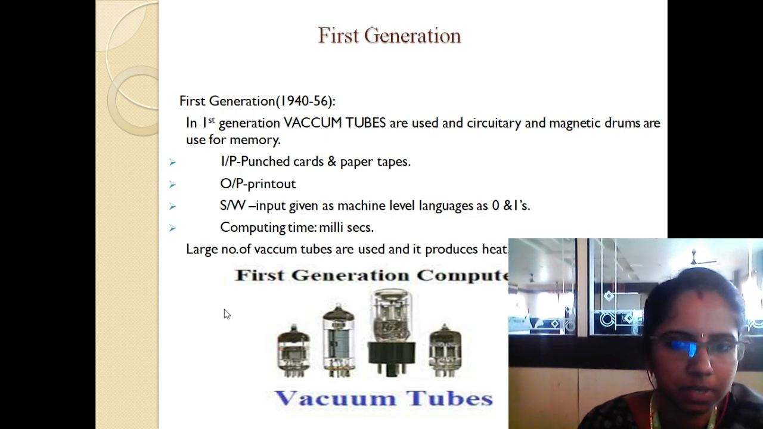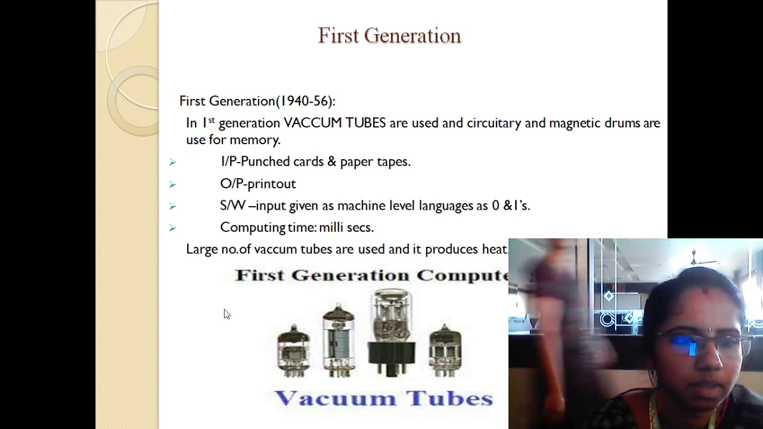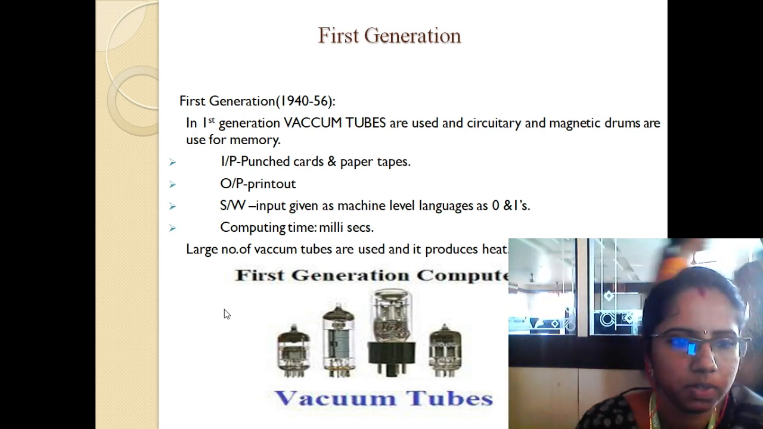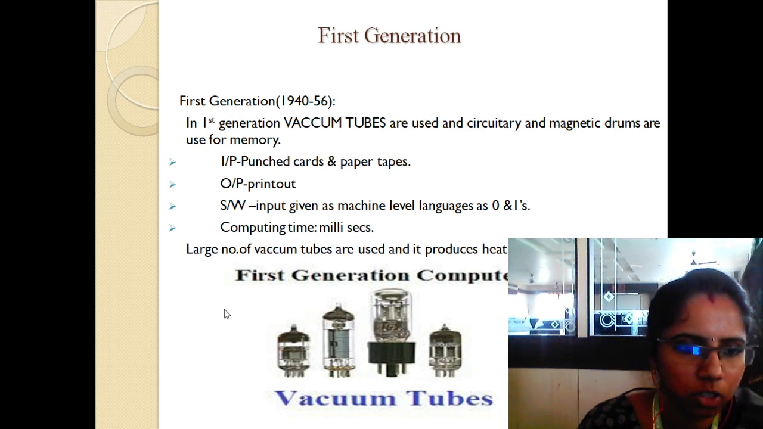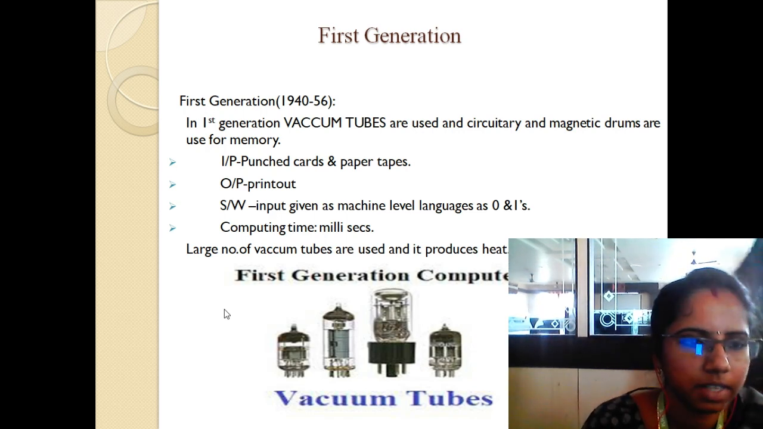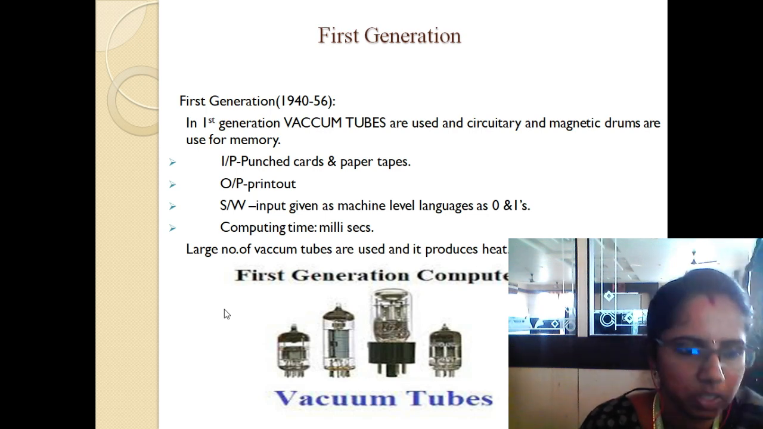For software, the input was given as machine language, like zeros and ones. The computing time was in milliseconds. These computers were manufactured with vacuum tubes. These tubes were used in the arithmetic and logical operations. The disadvantages of first generation computers are that they were too big in size, with a low level of accuracy and reliability. They consumed a lot of electricity, generated a lot of heat, and broke down frequently.